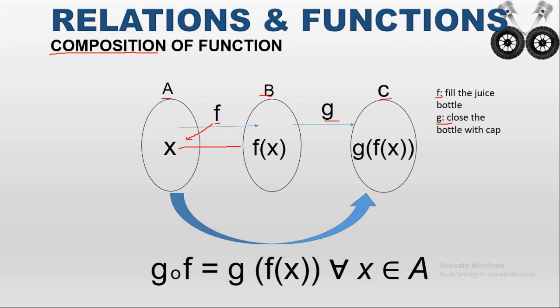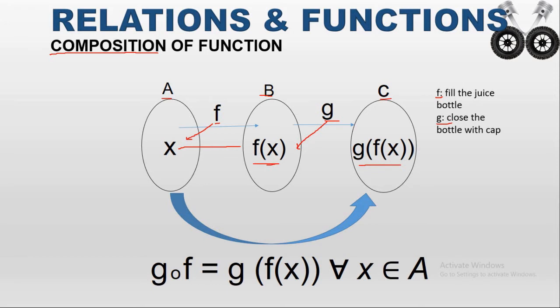Next, I have to apply g to the element f of x, which is present in the set B. Whenever a function is applied to any element, we will get some output or image of the function. So what is the image of the function now? The image of the function is g of f of x. That means it is the image of f of x.